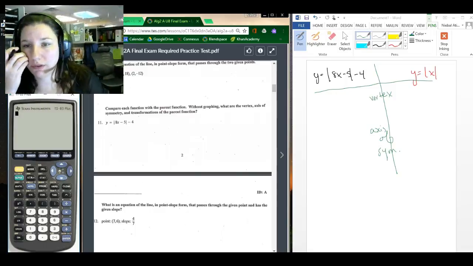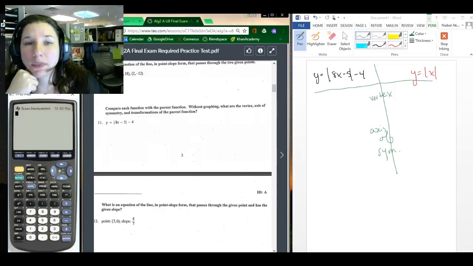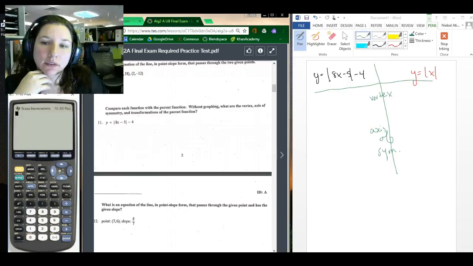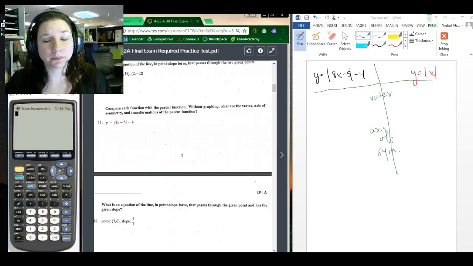Number 11, compare each function with the parent function. It says without graphing, it wants you to find the vertex, the axis of symmetry, and the transformation. So without graphing, it's actually kind of harder to do.